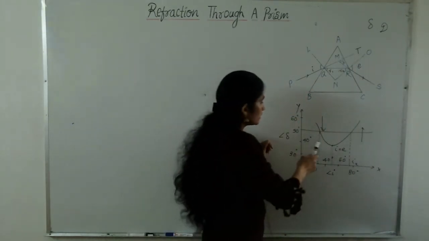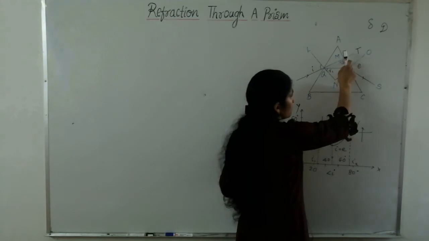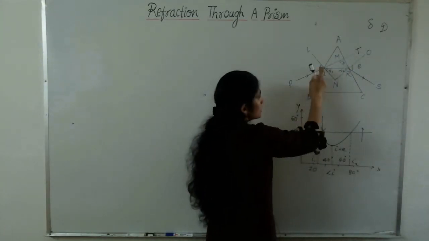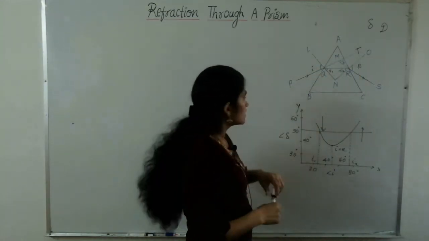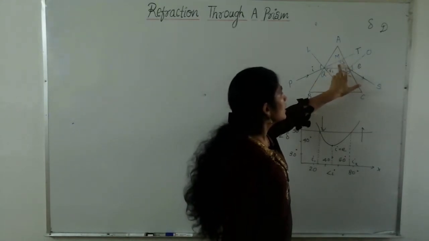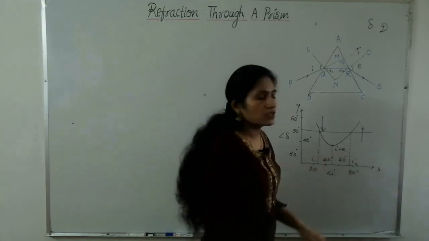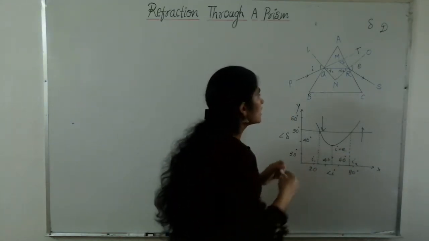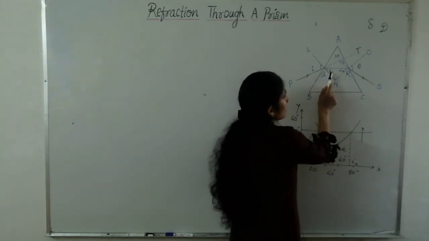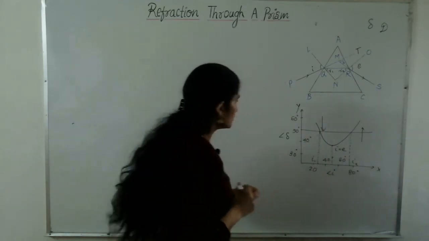Only in one case, when the angle of deviation is minimum, the angle of incidence is equal to the angle of emergence, and the value of deviation is the minimum value. Therefore, at this point the angle of incidence is equal to the angle of emergence, and it is also observed that R1 is equal to R2.